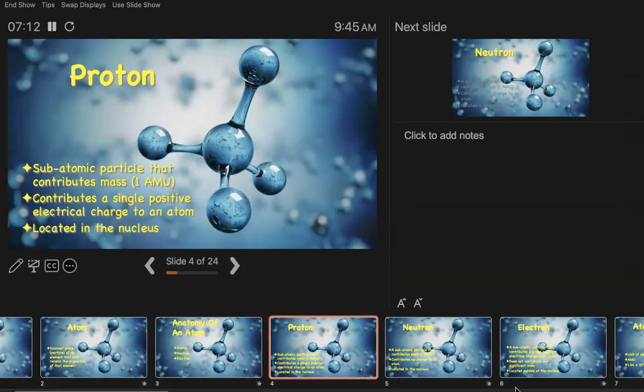All right, here's some official stuff. If you didn't happen to write stuff down, I won't be on here too long because we did say all this. But a proton is a subatomic particle, and this is the new part, that contributes mass, 1 AMU. We'll tell you what that is in a minute. It contributes a single positive electrical charge to an atom, and it's located in the nucleus. So positive and nucleus, we knew that already, and now I'm telling you that it contributes 1 AMU.